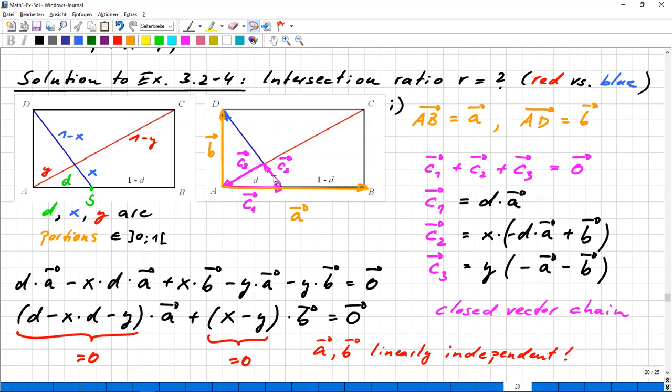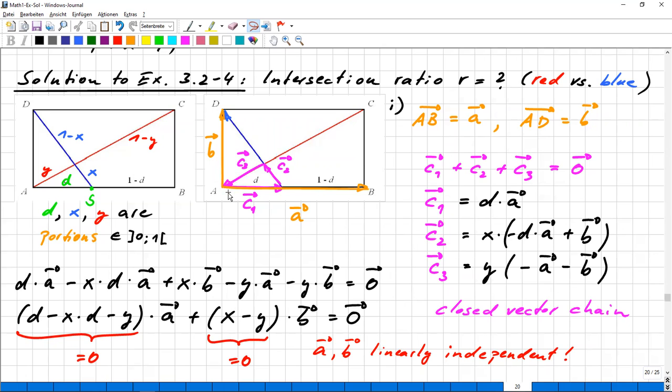And finally, the third one: you see it points along the red line, but it's not the whole red line. Anyway, I will also try to express the whole red line as a vector, which is easy because I have to go down here, and over there. So actually I go minus B and then minus A.